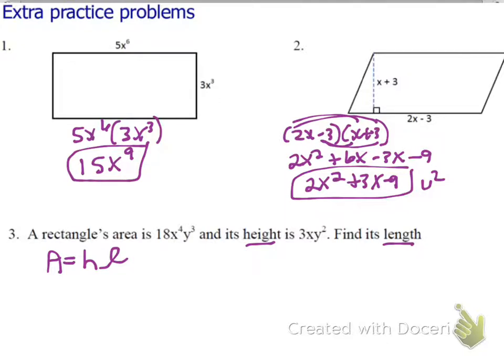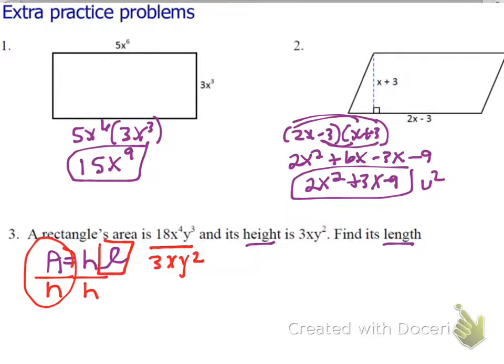Okay, so if we actually want to find the length, then I would need to divide both sides by the height, and that'll get me the length. So I'm going to take the area and divide it by the height. 18 divided by 3 is 6. X to the fourth, and when we're dividing, remember you subtract exponents. So that would be x to the third, and then y cubed over y squared would leave me with just y.